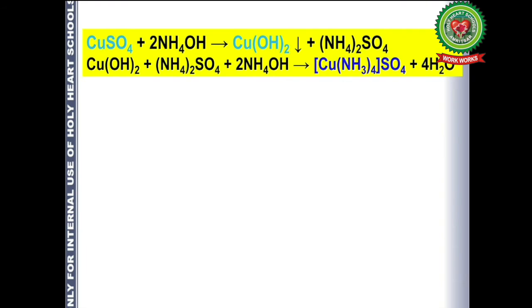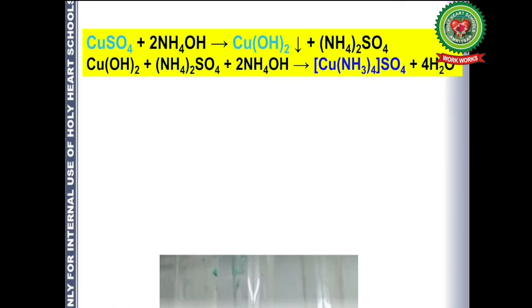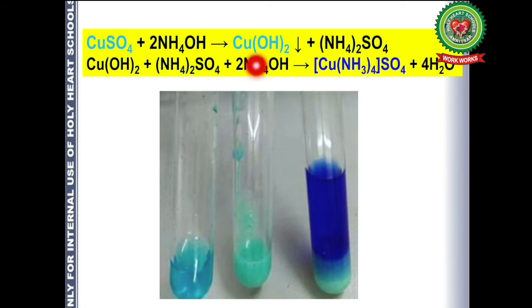The next one, let us take the example of the salt copper sulfate. We can take any salt of copper. In this case, we have taken copper sulfate. When we add ammonium hydroxide, precipitate of copper hydroxide is formed. Copper sulfate, you can see in the first test tube, is blue in color. The salt solution is blue in color. When the precipitates are formed, they are pale blue in color, along with the salt, that is ammonium sulfate.